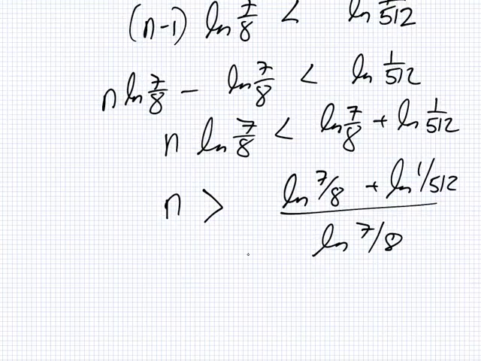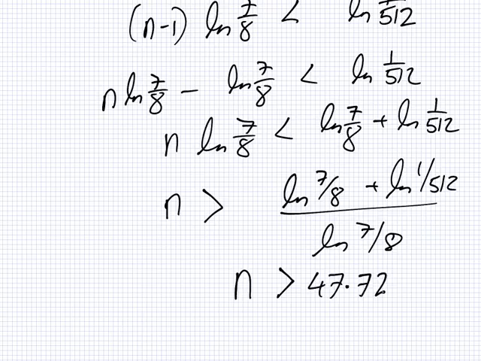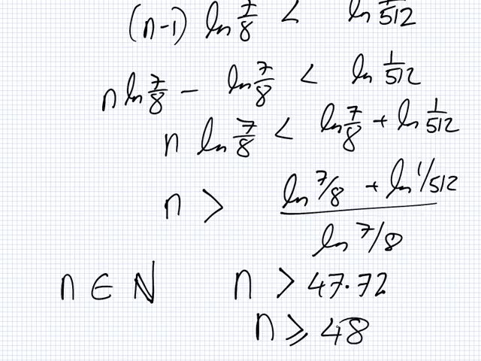So, now I need a calculator here. What do we get for this number? 47.72. Now, we need n to be bigger than 47.72, and we need n to be a natural number. So the only way n can be a natural number and bigger than 47.72 is if it's bigger than or equal to 48. So 48 is the answer here.